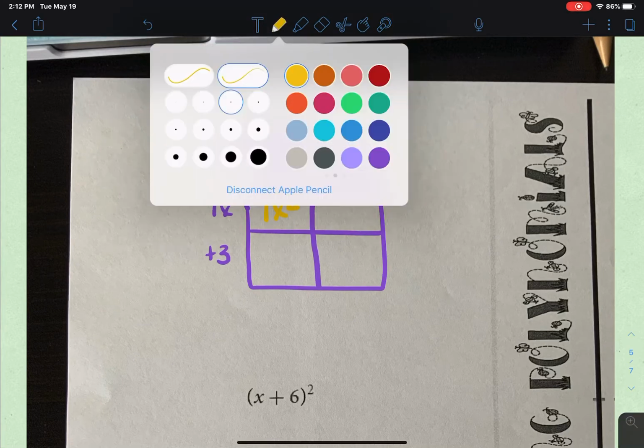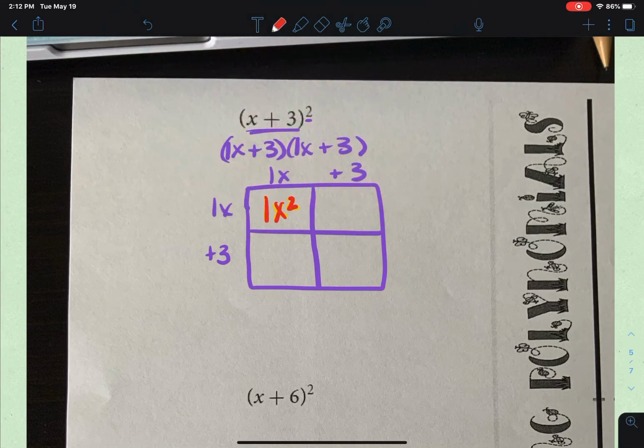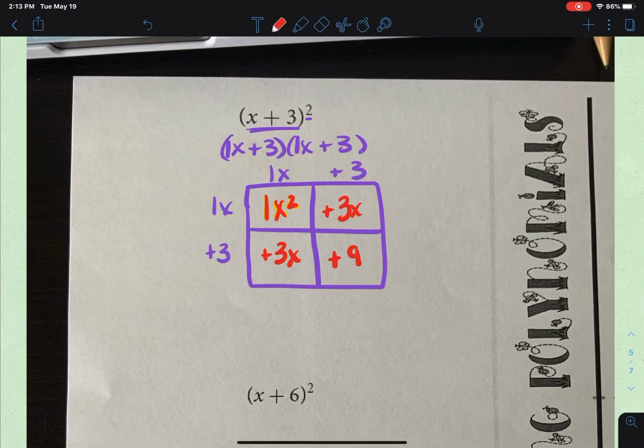I guess I got to choose a different color than that, huh? So 1x squared. Then 1x times positive 3 is positive 3x. 1x times positive 3 is positive 3x. And then positive 3 times positive 3 is positive 9.